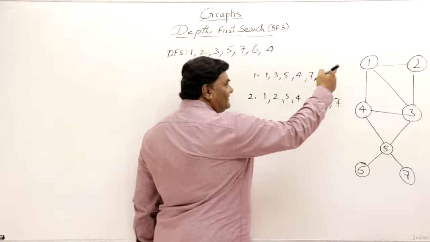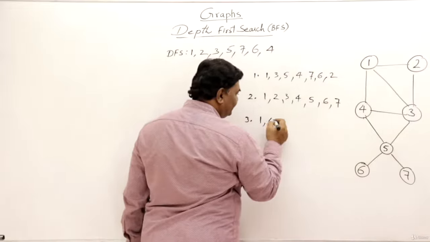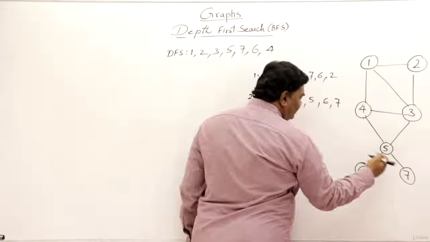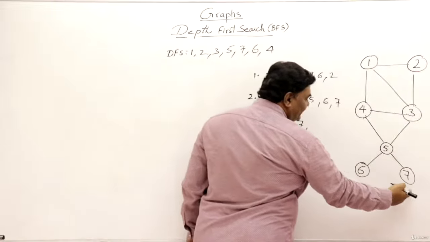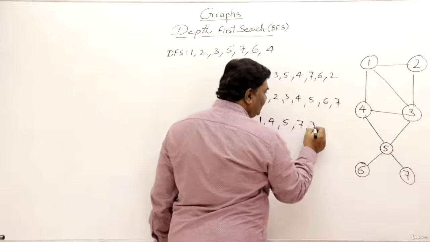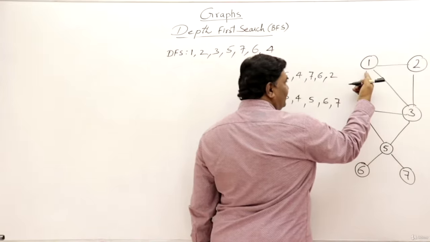Third one. I'll start from vertex 1. Okay, 1. Then I'll go on 4. Yes. From 4 I will go on 5. From 5 I will go on 7. From 7 I cannot go further. Come back to 5. Then from 5 go to 3. Okay, 3. From 3 go to 2. 2. From 2 this is already visited.